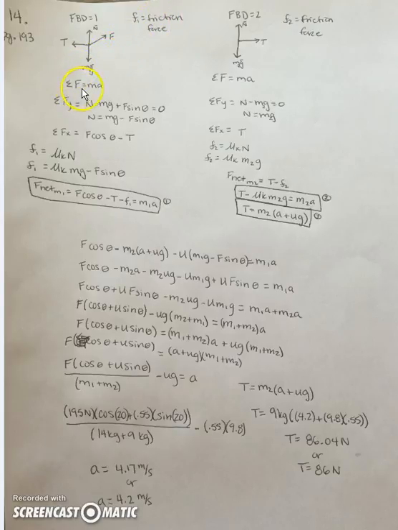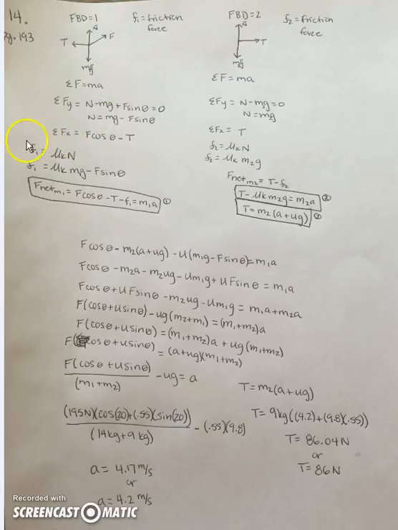The summation of the forces is equal to mass times acceleration. So the summation of the forces in the y direction is N minus m1g plus F sine theta, because sine gives the y component of the force, and that is equal to 0. Solving for N, we get mg minus F sine theta. The summation of the forces in the x direction is F cosine theta minus T, the tension.